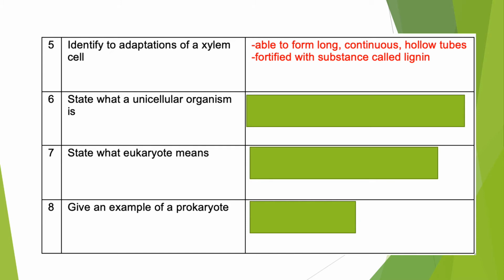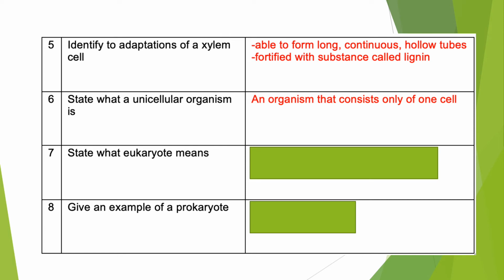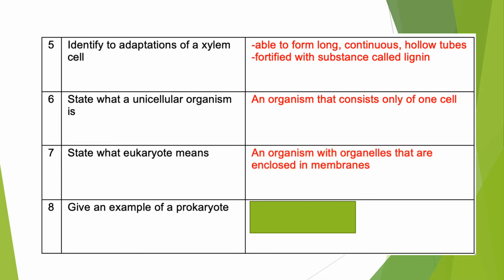So just breaking apart the word, uni means one, cellular means the cell. So it's an organism that consists of only one cell. So number 7 asks, what is a eukaryote? A eukaryote is an organism that has its organelles enclosed in a membrane. And just being a little bit more specific with that, the nucleus of a eukaryote is always enclosed inside of a membrane, whereas the prokaryote does not have a nucleus, so the genetic material would be just floating around in the cytoplasm for the prokaryote.